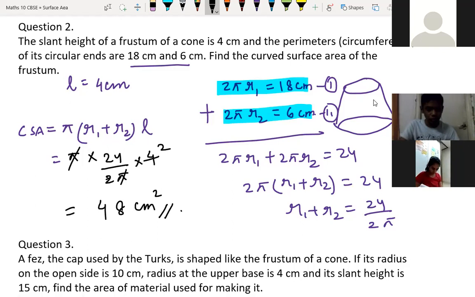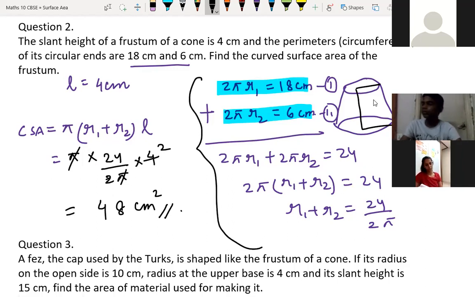Is it clear, children? Is it clear to everyone? Yes, sir. All right. So here you should think over this part, how to get r1 plus r2.